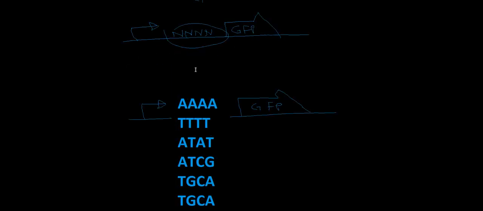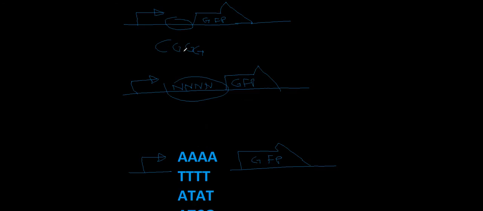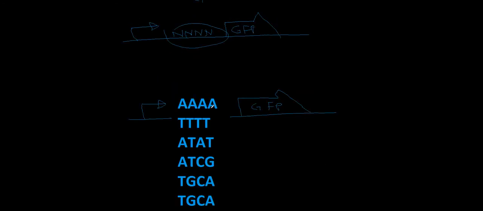So we're going to have a bunch of different RBSs. So again, we've changed from a CGGG to a version that has AAA, TTT, ATAT, ATCG. So all of these are possibilities from these ends. So this is theoretically what we have with those ends.